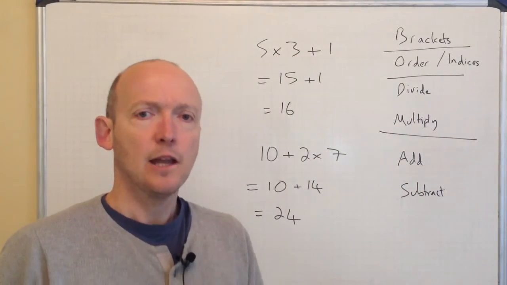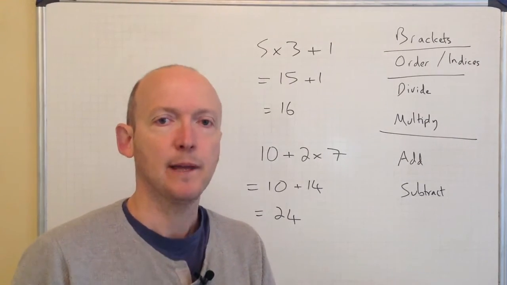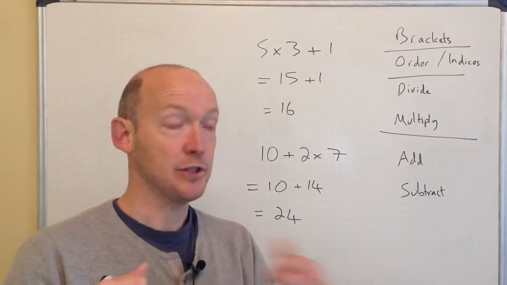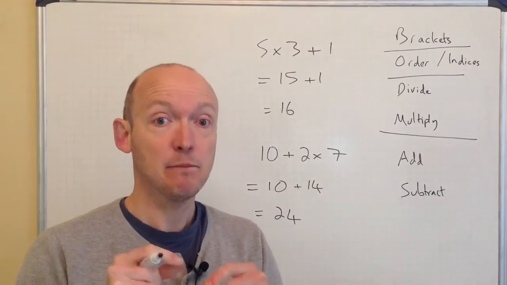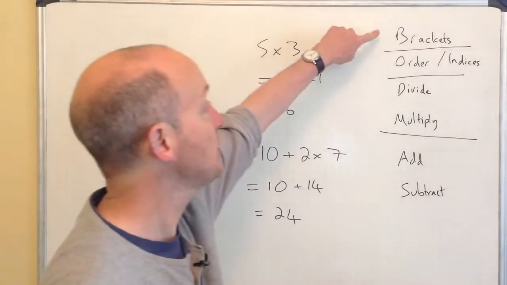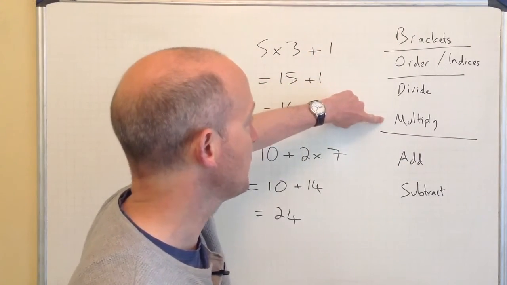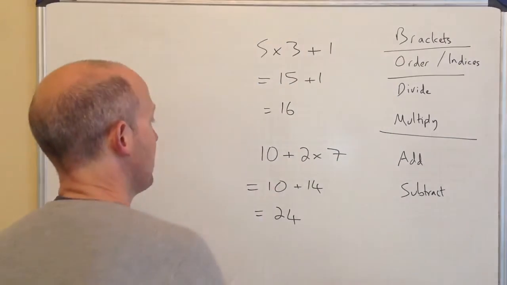What's the point? The point of BODMAS is it tells you the order that we do stuff. If we have more than one different operation, like plus, times, divide, whatever, more than one different operation in the same sum, we do it in this order here. So we always do brackets before we do powers, before we do divide or multiply, before we do add and subtract. Let's have a look at a few examples of that now then.